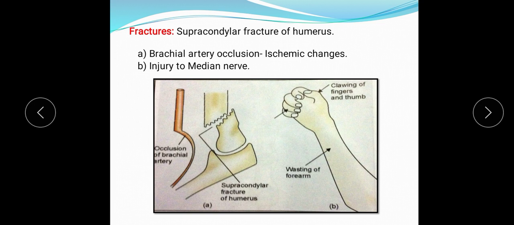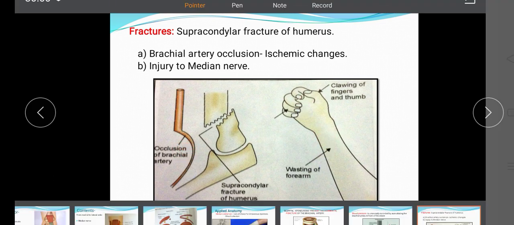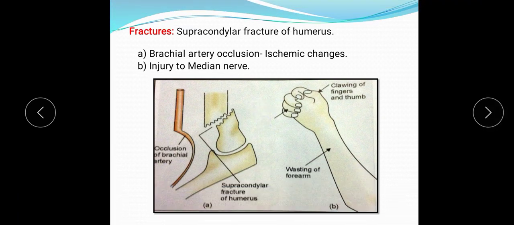Then the fracture. The knowledge of the cubital fossa is helpful while dealing with fractures around the elbow, like the supracondylar fracture just above the elbow. There may be occlusion of the brachial artery within the cubital fossa, which causes ischemic changes in the forearm and the hand. There may be injury to the median nerve in the cubital fossa.